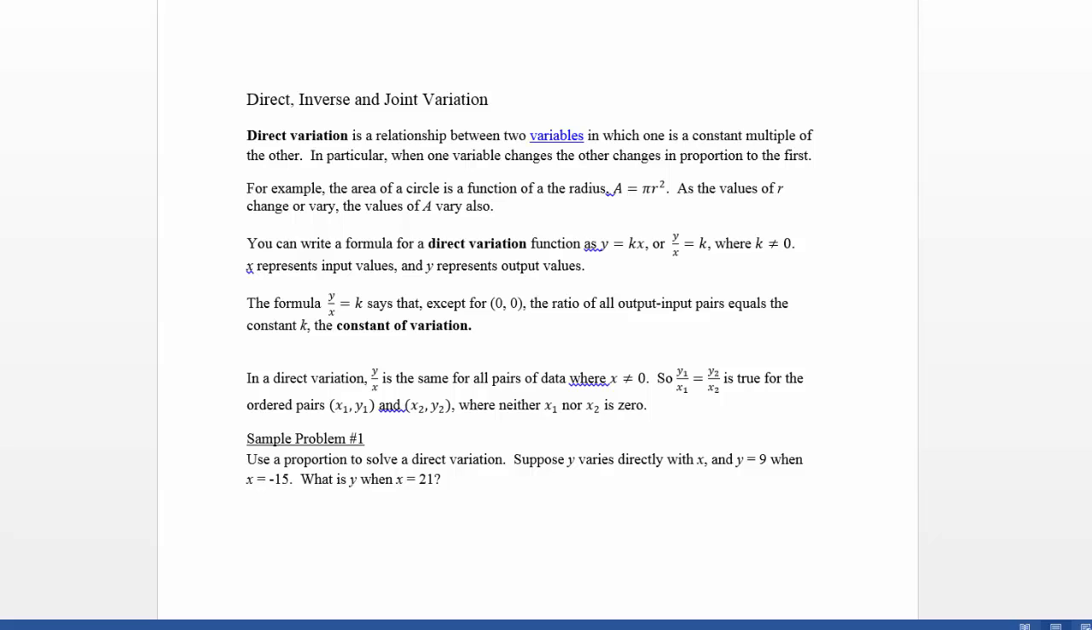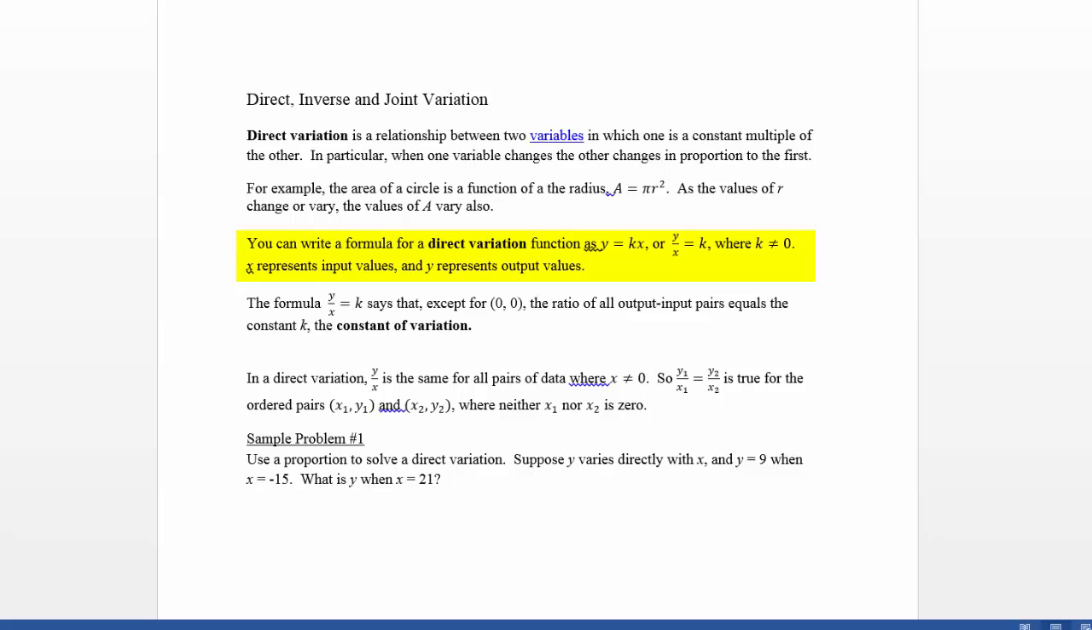Well, there's a way for us to write those relationships in a mathematical sequence. So we're going to focus on that in this first lesson here. So we'll start with direct variation in this video. Now you can see just by definition it's a relationship between two variables in which one has a constant multiple of the other. If you look at that from the formula sense, you'll see that y equals kx.